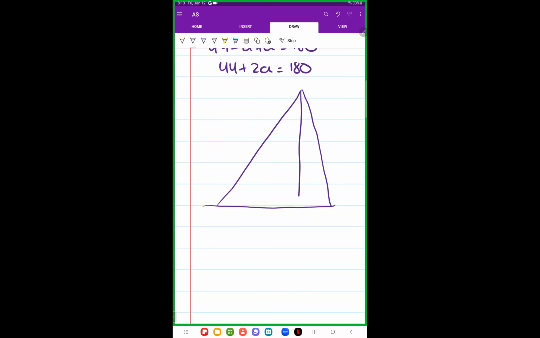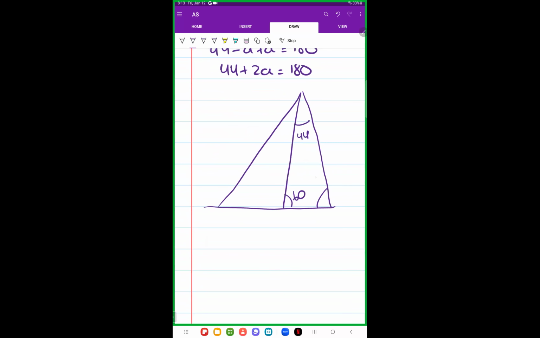So this is 44. This is 44. This is 60. What did you get for B? I got 76. Okay. This is A. This is 130. You do 180 minus 130, it will give you 50, yeah? Now you need to find this angle to get A, yes? Yes. So how can you find this angle?